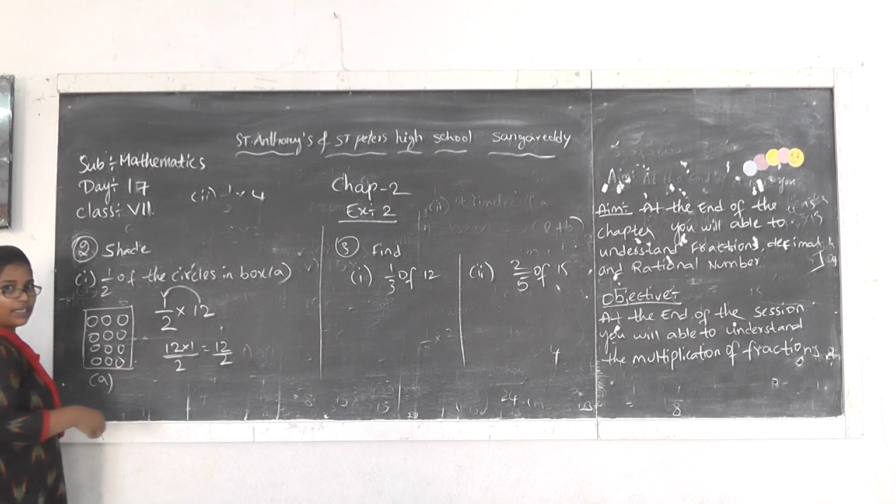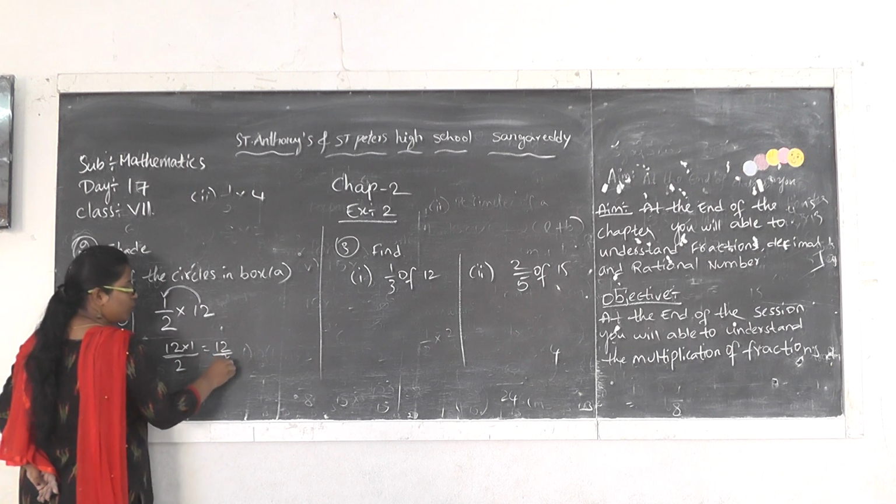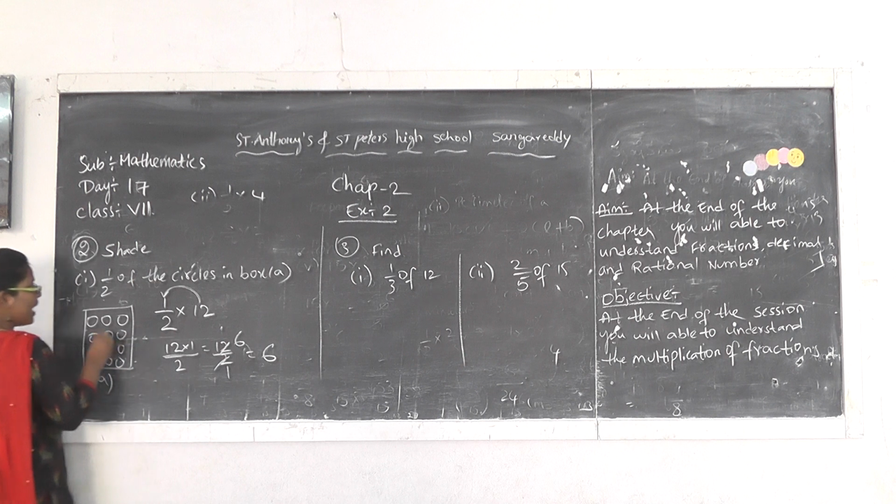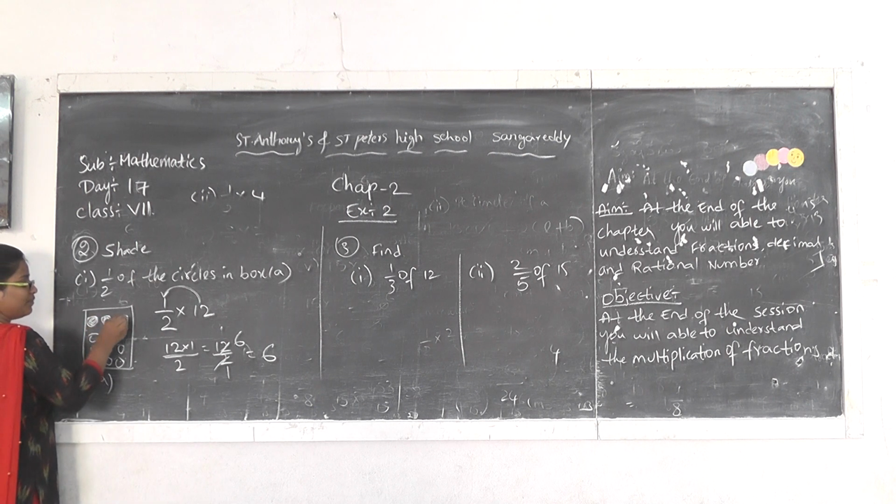Can we do any simplest form? Yes, we can cancel in the 2 table. 2 ones are 2, 2 sixes are 12. What is the answer? 6. So we have to shade 6 circles.